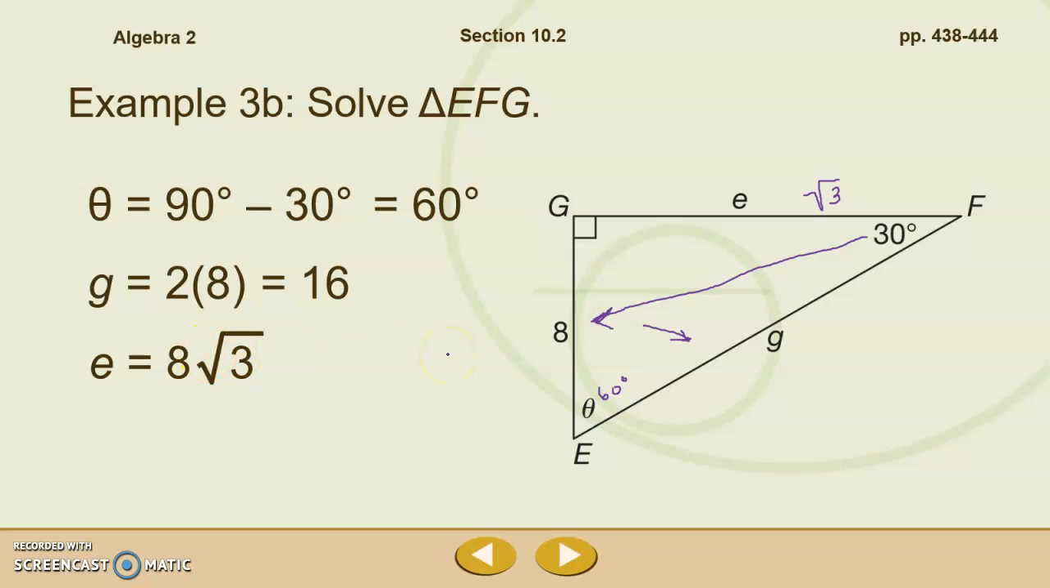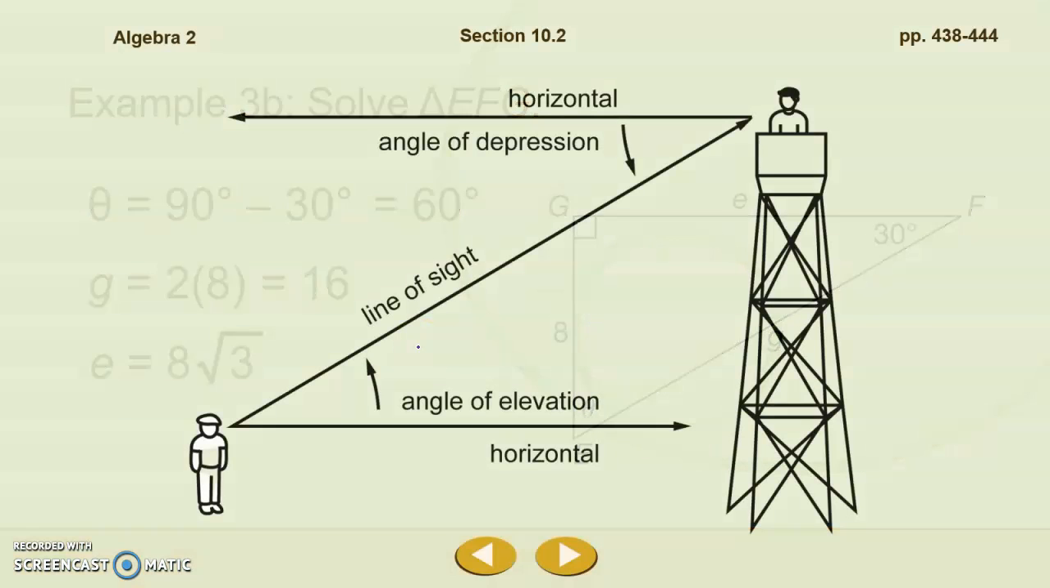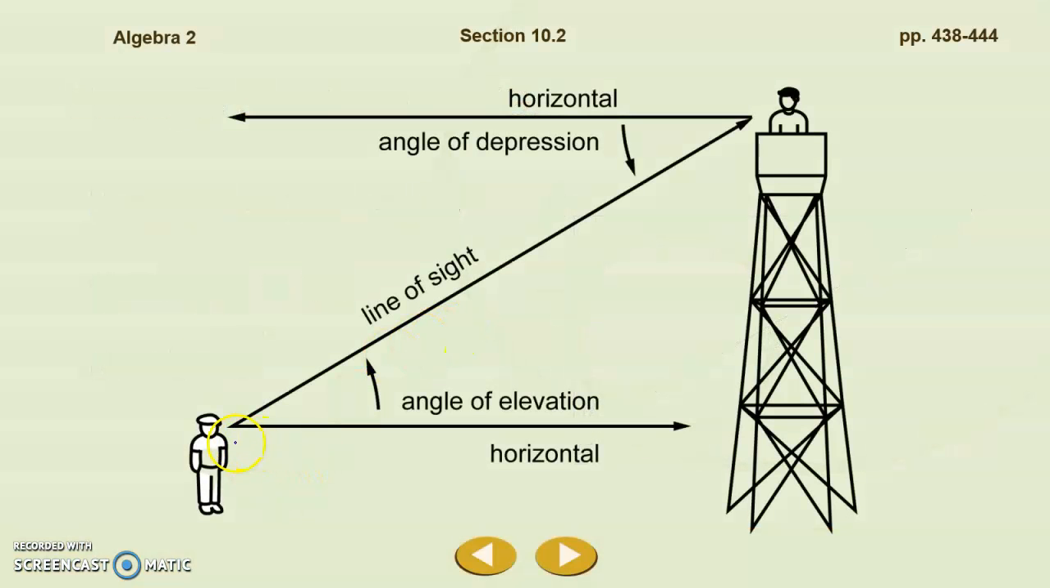And I didn't have to do any computation other than 2 times 8 and 90 minus 30. All of that is just a pattern that's been recognized, and I'm plugging in my numbers. So as long as you remember those patterns, it will really help you solve those 45 triangles and the 30, 60, 90 triangles. A couple of definitions really quickly here.